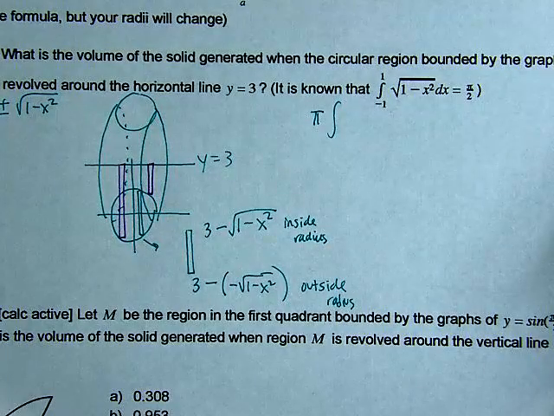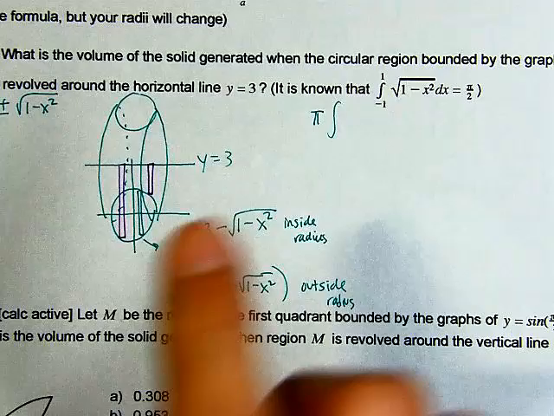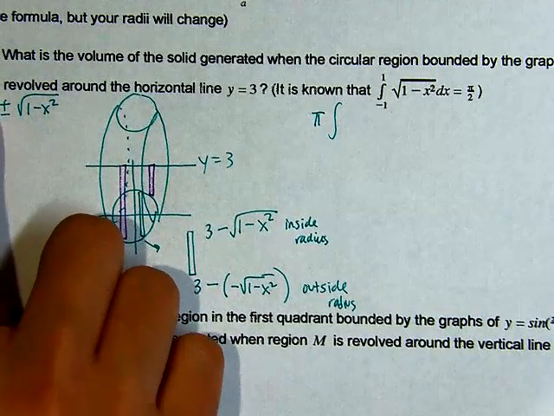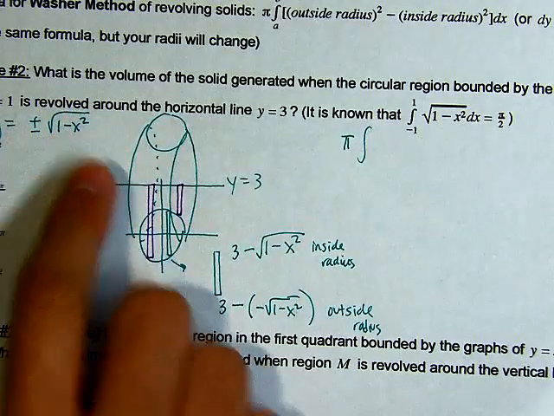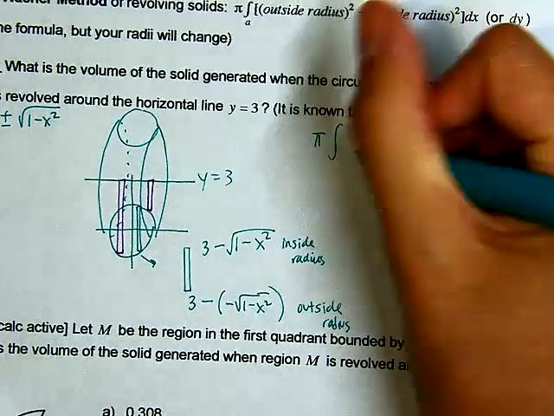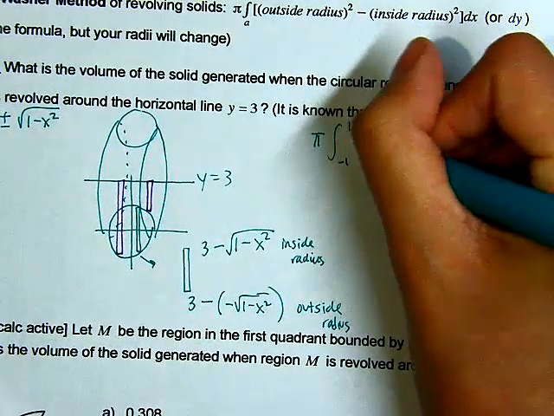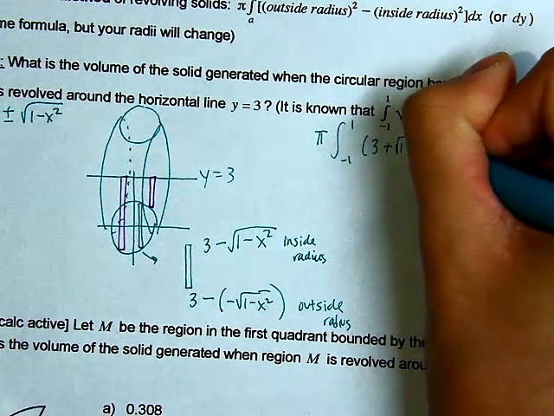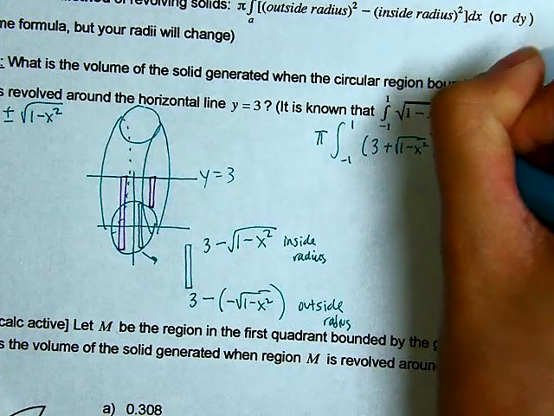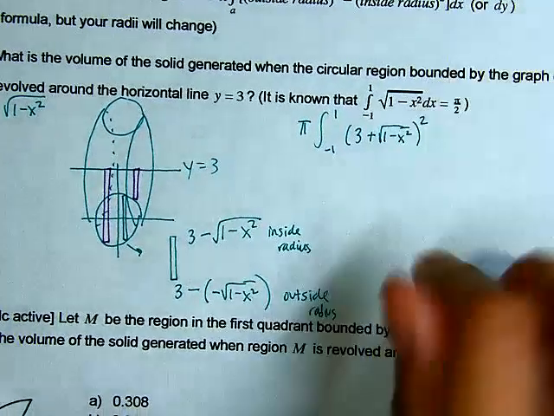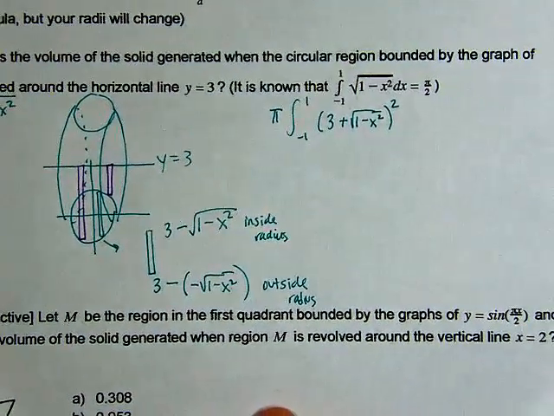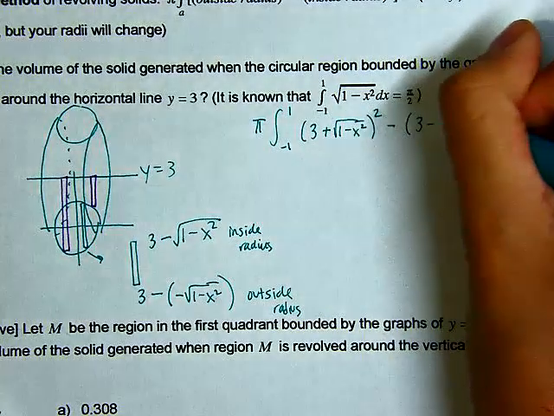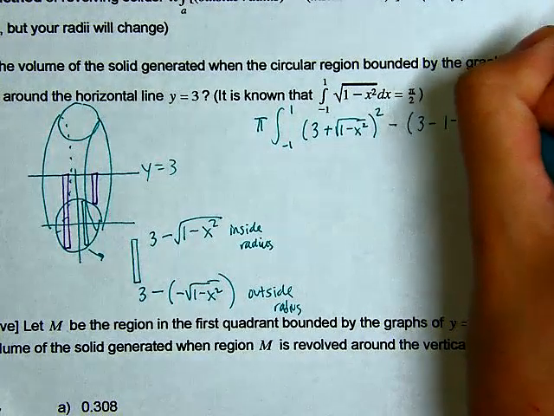So we will start with the formula again. We need to go from x value to x value. So here, the donut is going from negative 1 to 1. The circle is going from negative 1 to 1. And we have 3 plus the square root of 1 minus x squared, squared. So that's my outside radius, just following the formula, minus my inside radius, 3 minus the square root of 1 minus x squared, squared.